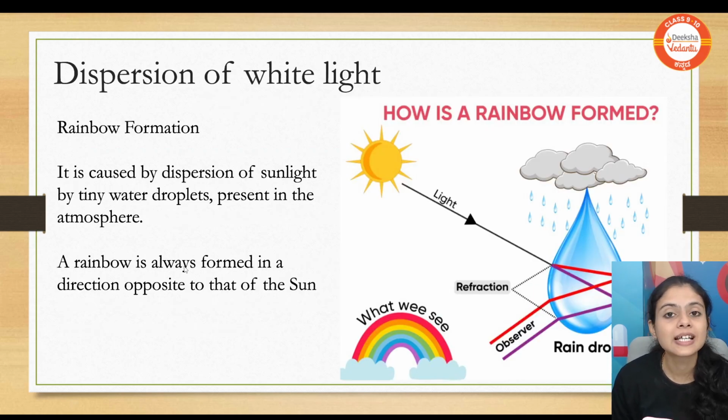Moving forward, dispersion of white light. So we have studied dispersion of white light, where we can see its application. We can see it in the formation of a rainbow. How are rainbows formed?